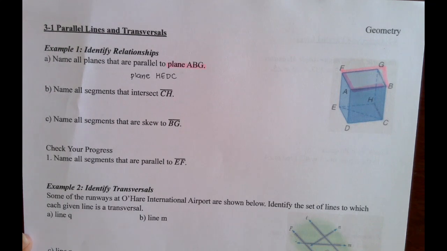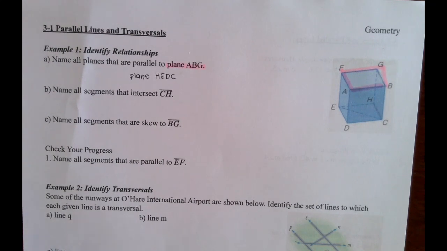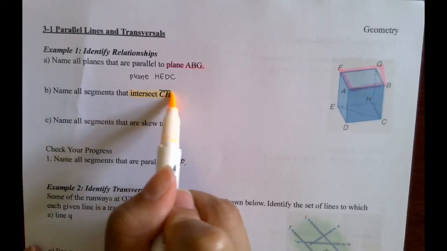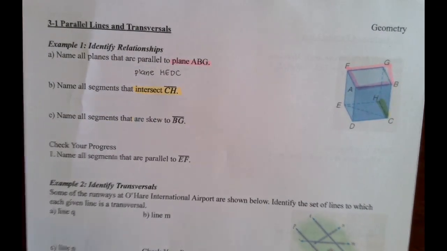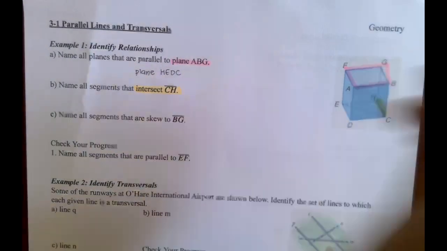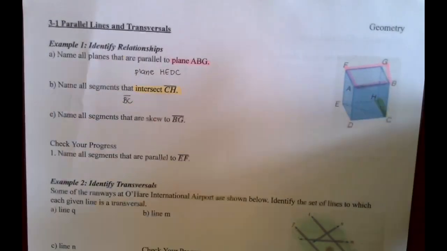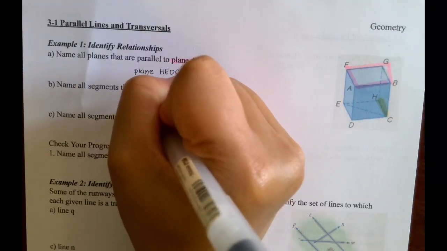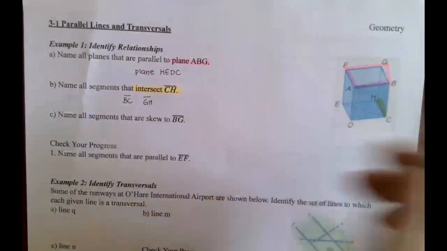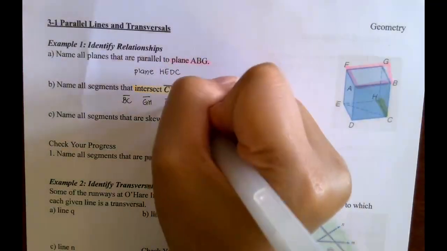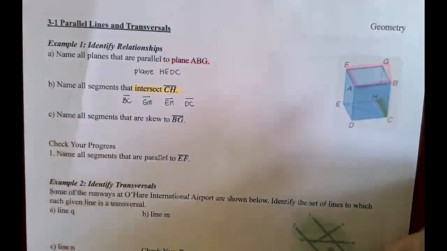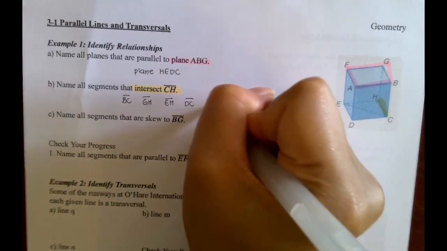Next question asks us to name all segments that intersect segment CH. So segment CH is here. All segments that intersect it: BC intersects it. GH intersects it. EH intersects it. DC intersects it. And EC here intersects it as well.